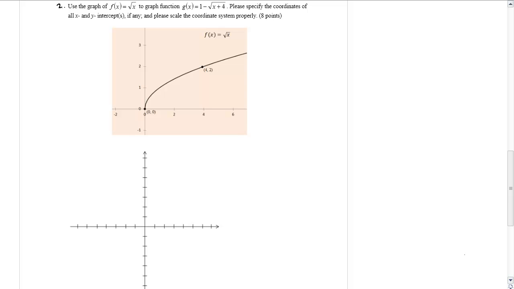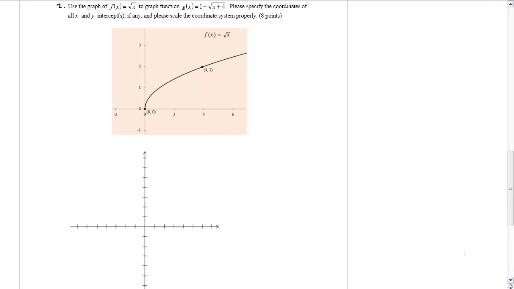For the second problem, you are asked to use the graph of f(x) equals square root of x to graph a new function g(x) equals 1 minus square root of (x plus 4). If you compare g(x) to the original function, you should realize that there are several steps of transformation involved, and you should be clear of what these steps are.